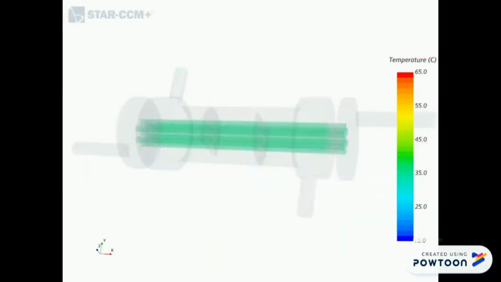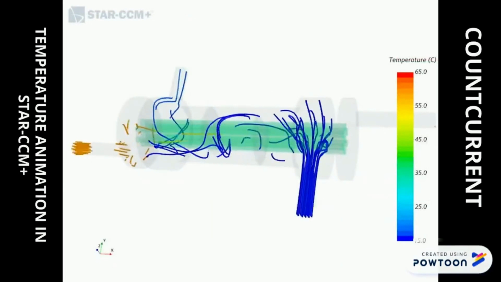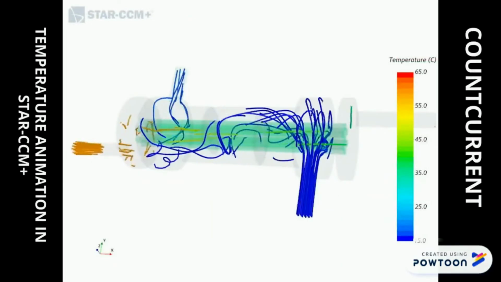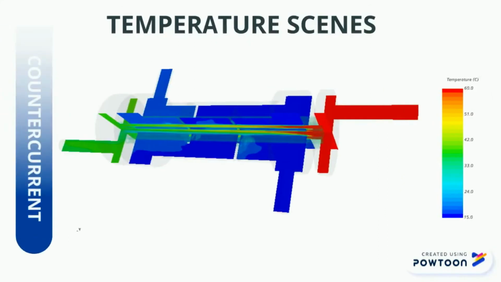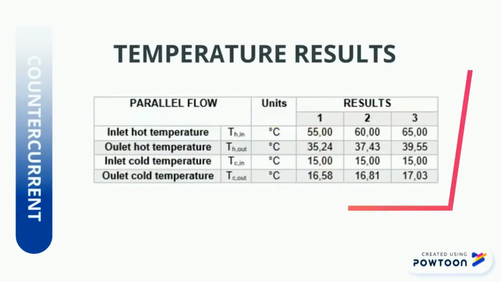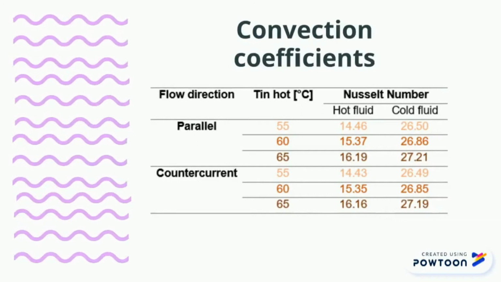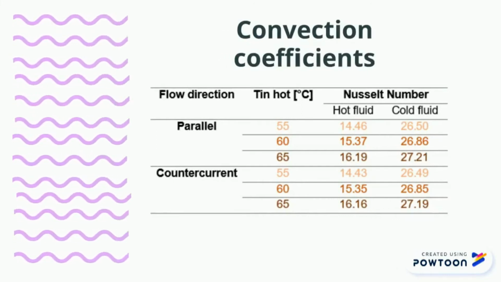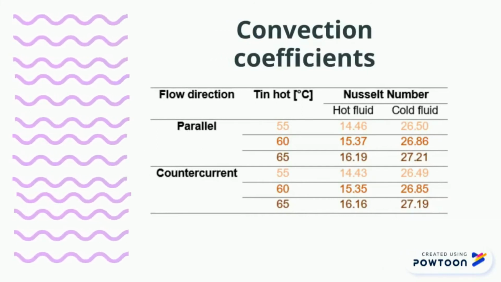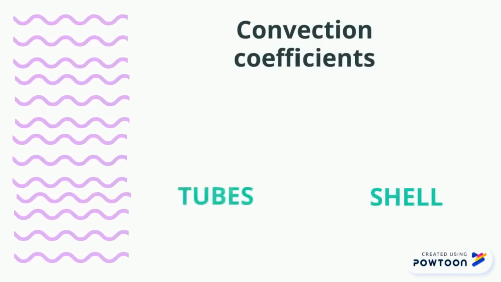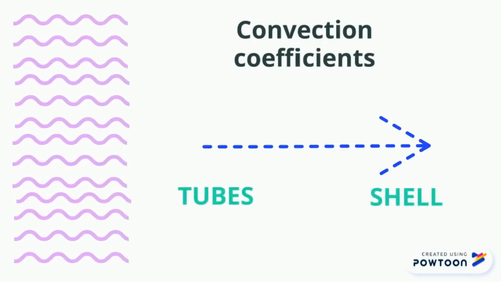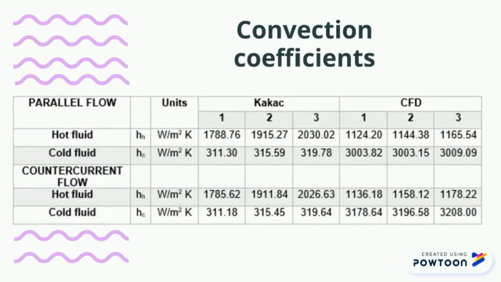In contrast to the parallel flow heat exchanger, the countercurrent flow heat exchanger might have the highest temperature in the cold fluid and the lowest temperature in the hot fluid after heat transfer ends in the exchanger. Due to the calculus of Nusselt number showing higher values for the cold fluid compared with the hot fluid, the convective heat transfer along the heat exchanger is greater in the shell than in the tubes. As a result, convective heat transfer coefficients will be way greater for the cold fluid.